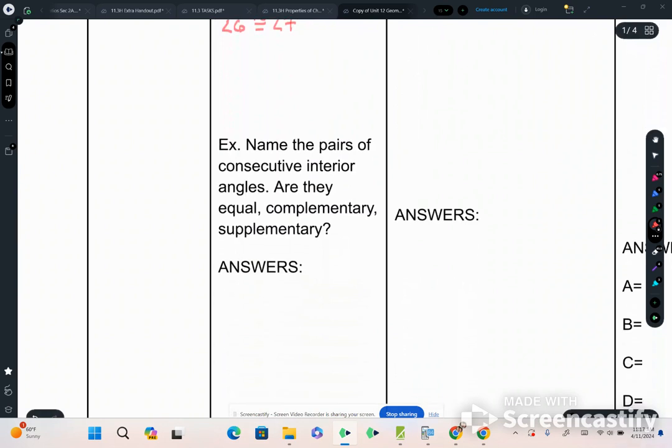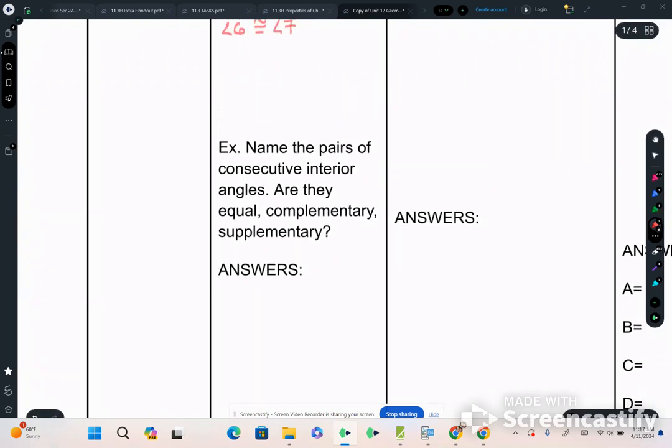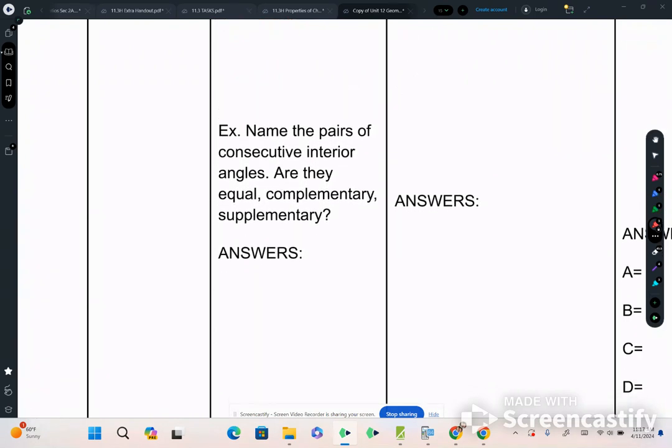Another example of using that situation where you have lines crossed by a transversal. So regardless of what it looks like, you have two lines that are going to be intersected by a transversal, like up above. And it's asking you to name the pairs of consecutive interior. So consecutive means in a row. Interior means it's in between the two lines.